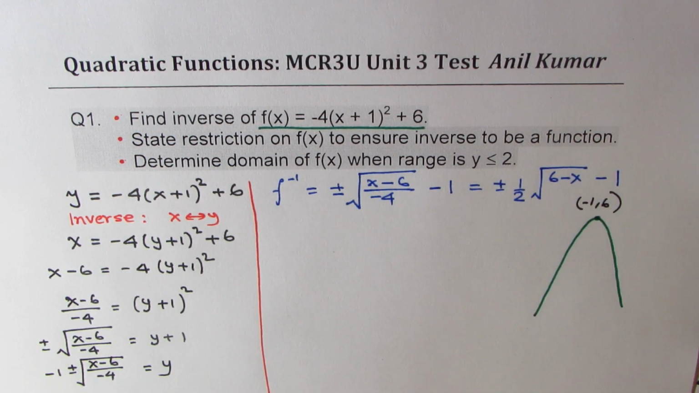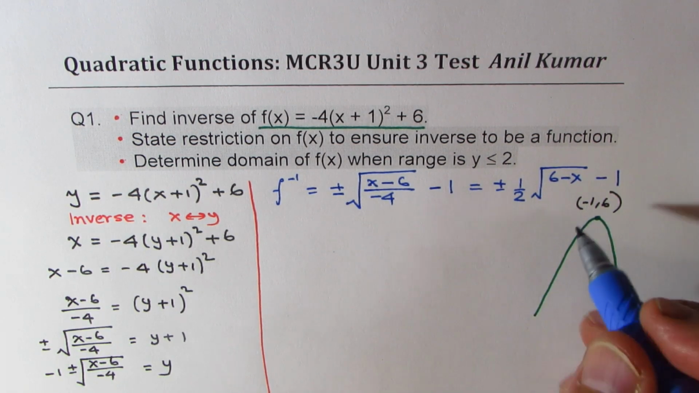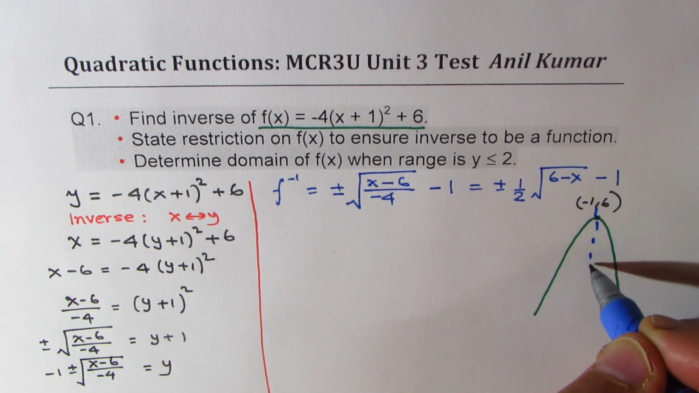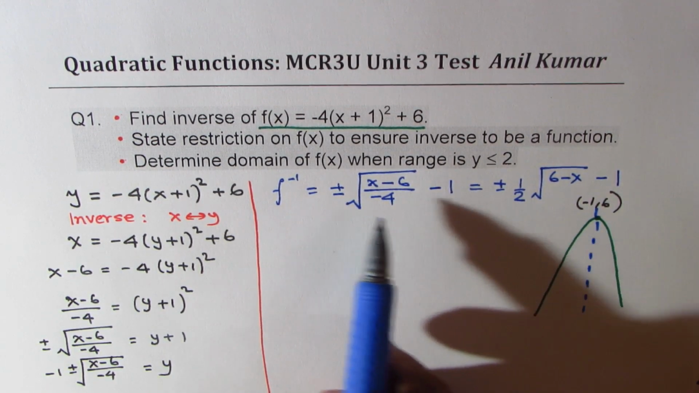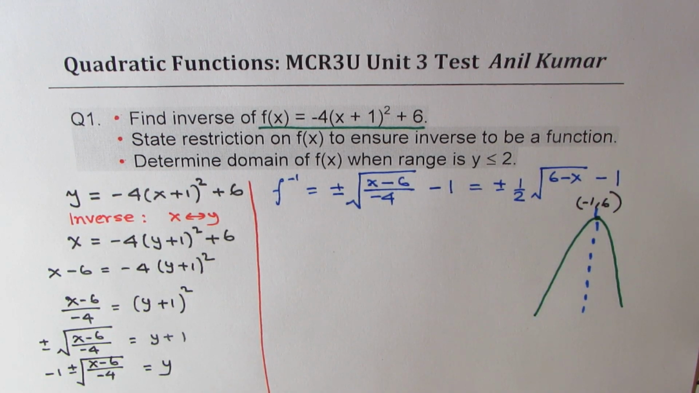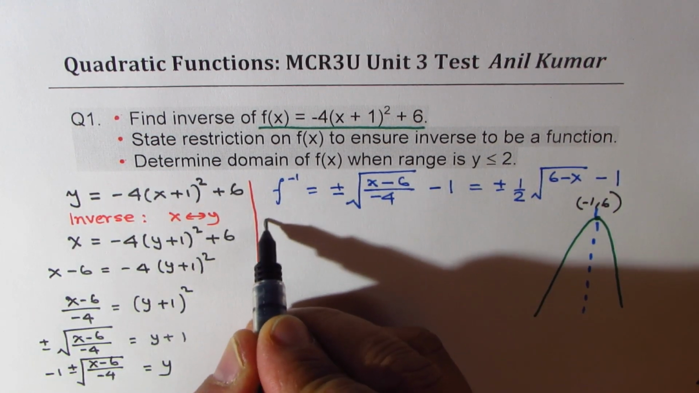Now to restrict the domain, what can we do? We could say we could take one side of this parabola, correct? Since this axis is at x equals to minus 1, restriction could be what?